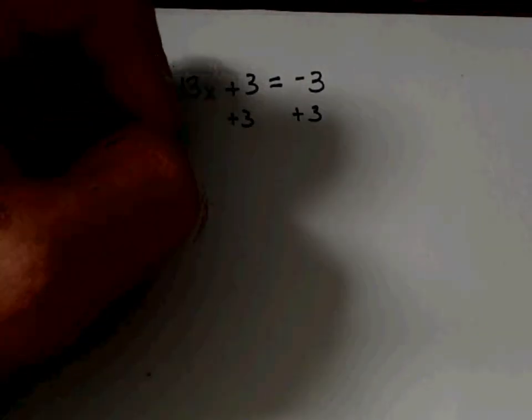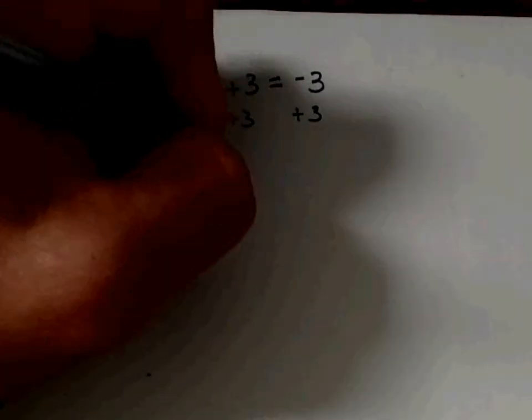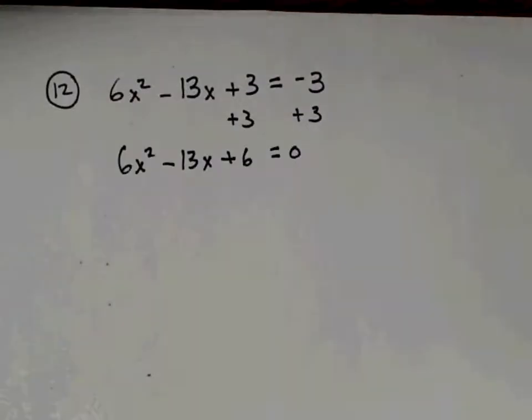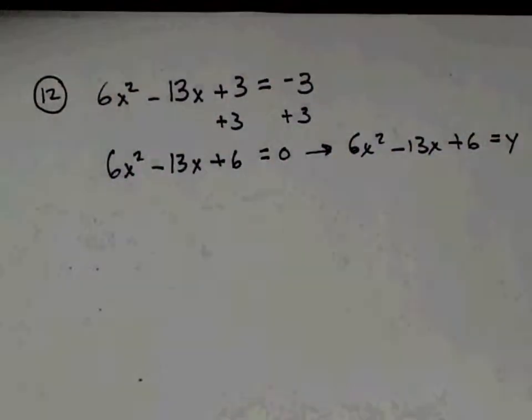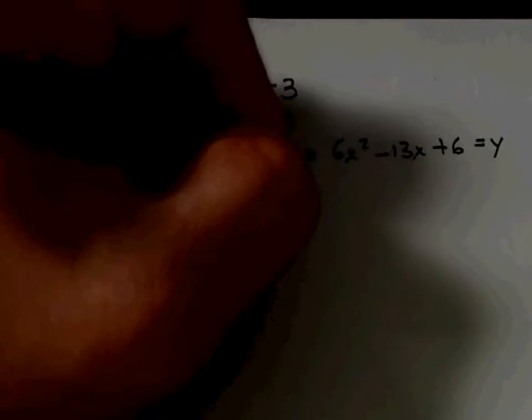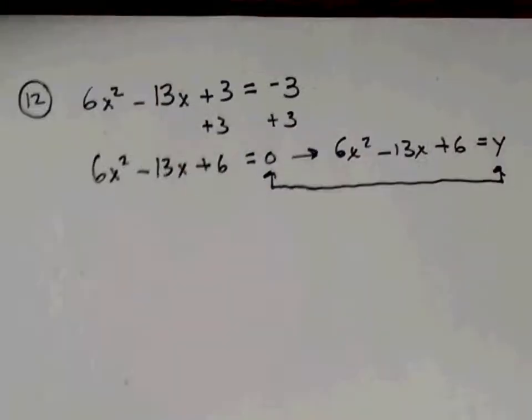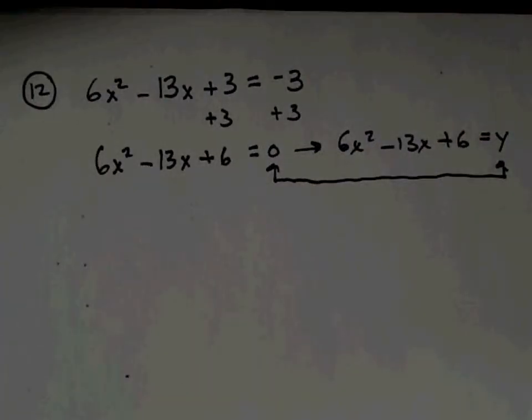Why do we have to make it equal to 0? Because we're finding the zeros or the x-intercepts, and that's where the y value is 0. So what this really translates to is also 6x squared minus 13x plus 6 equal to y. So it really translates to that. And so we're finding the zeros because that's where the y value is 0, is at the x-intercept. So that's the purpose. Okay?